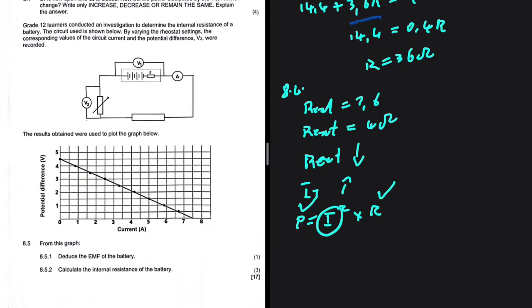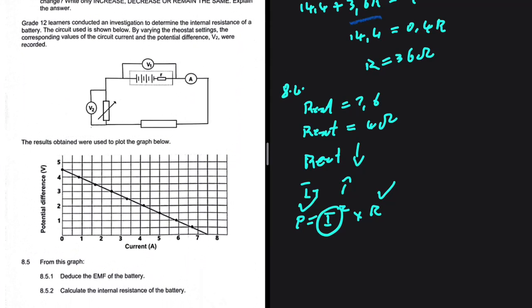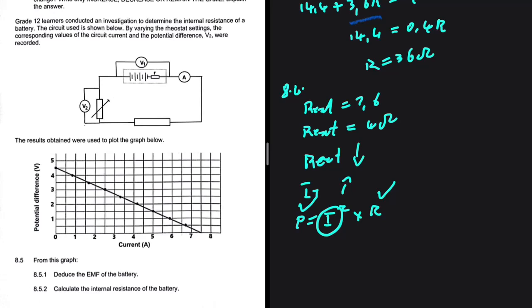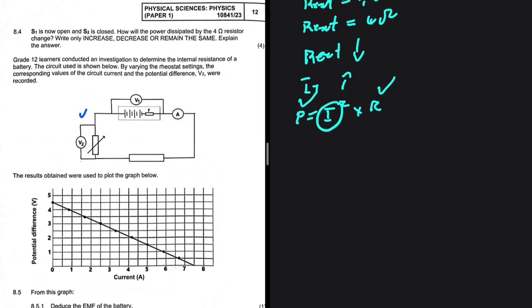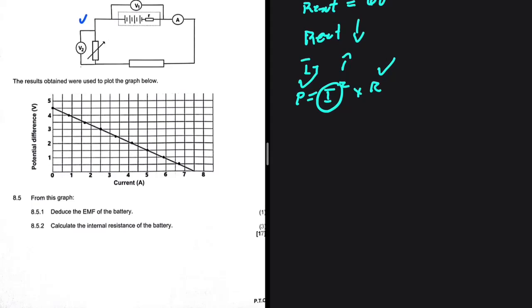8.5, grade 12 learners conducted an investigation to determine the internal resistance of a battery. The circuit used is shown below. By varying the rheostat settings, the corresponding values of the circuit current and the potential difference V2 were recorded. V2 is the voltmeter reading across the rheostat. Let's go ahead and answer our question. 8.5.1. From the graph, deduce the EMF of the battery.